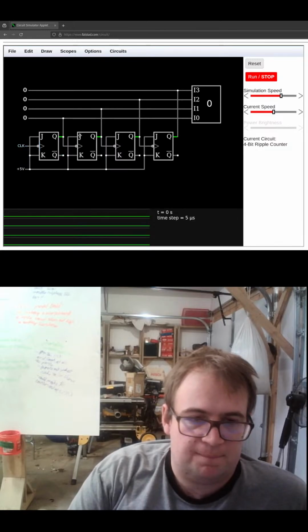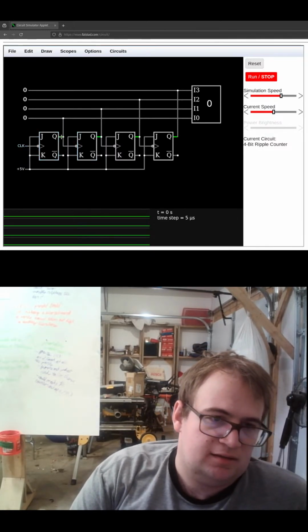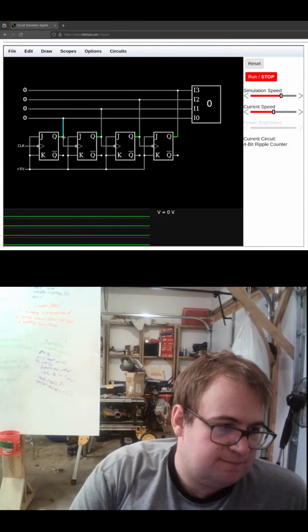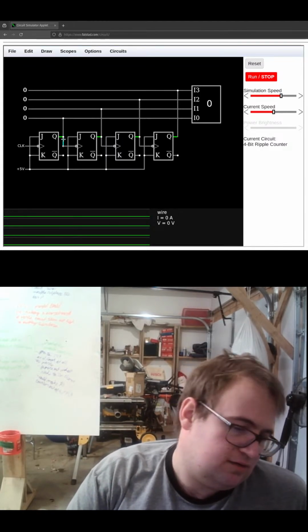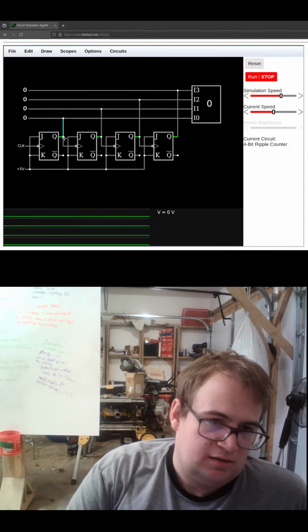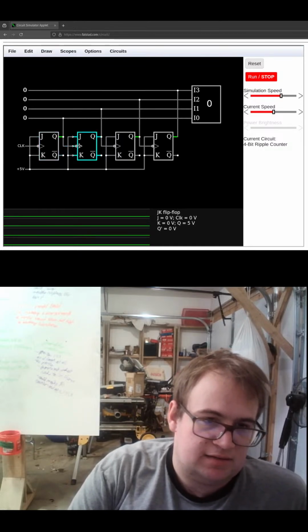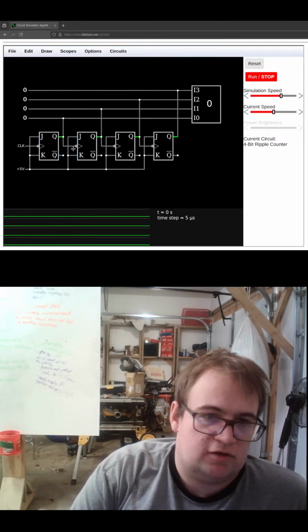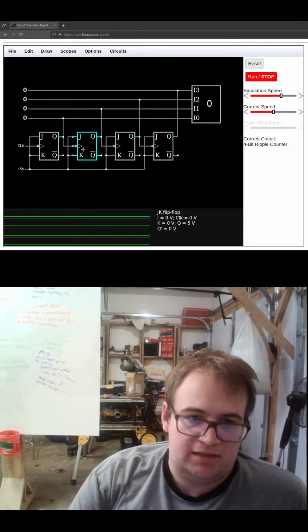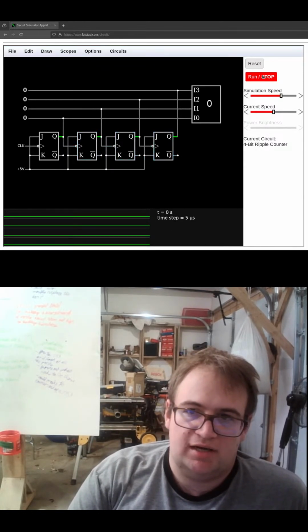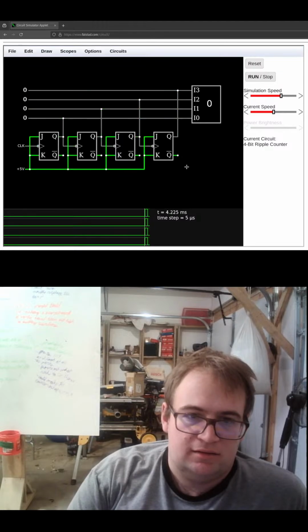So when we clock it, what's going to happen here is that it will flip this to either a 0 or a 1. And then when that goes to 1, this will clock this one, which will just ripple down the line. Let's go there.